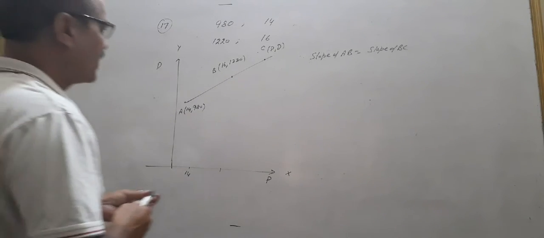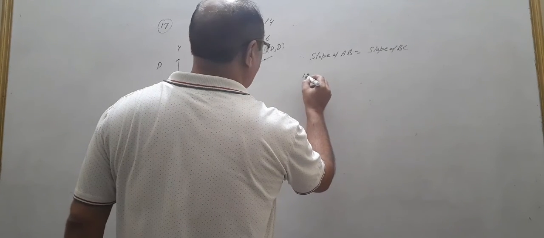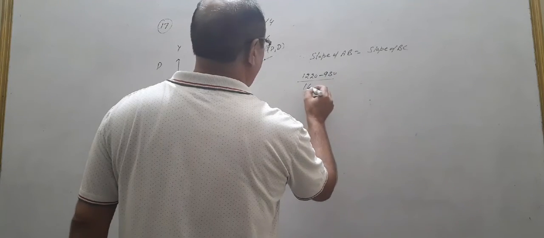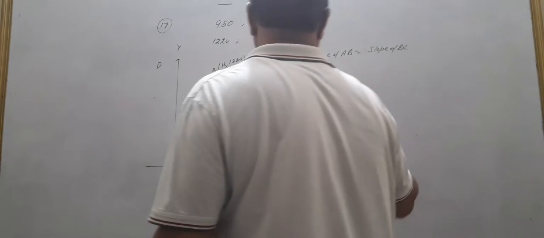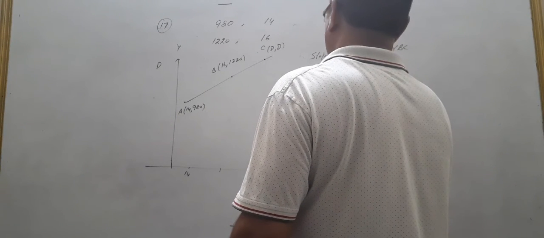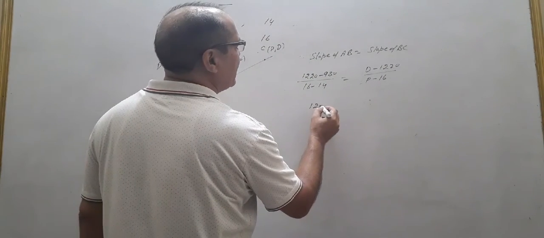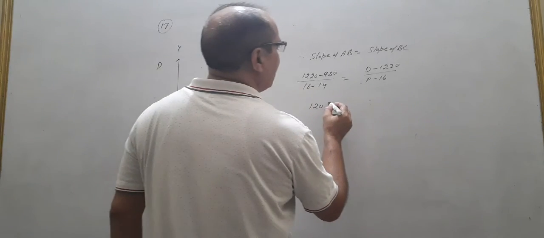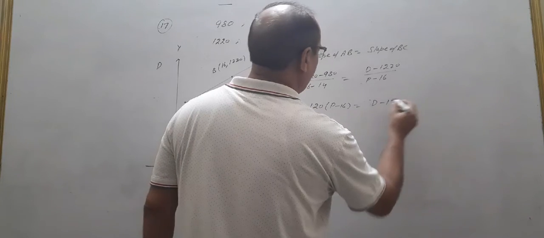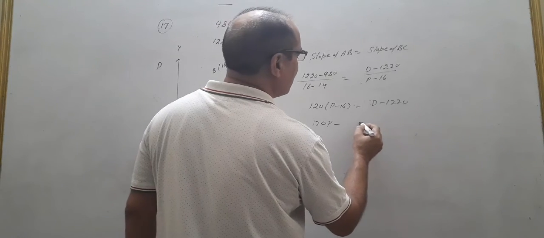So what is the slope of AB? The points are A and B. So the slope of AB is y2 minus y1 divided by x2 minus x1, equal to y2 minus y1 divided by x2 minus x1. Therefore this becomes 240 by 2 equals D minus 1220 by P minus 16. So in the same way, on multiplying this, students, you can find the value of this.